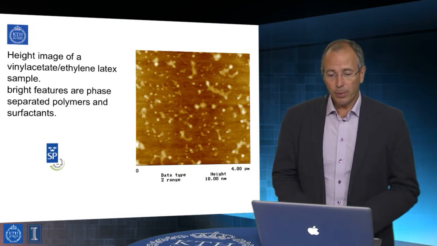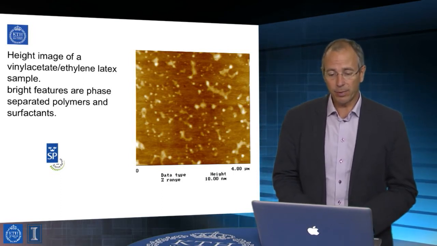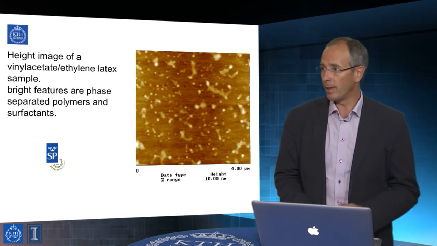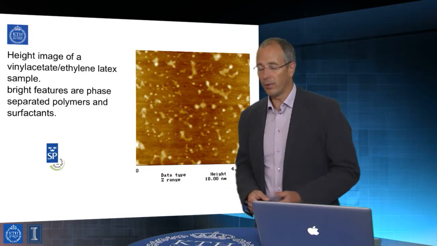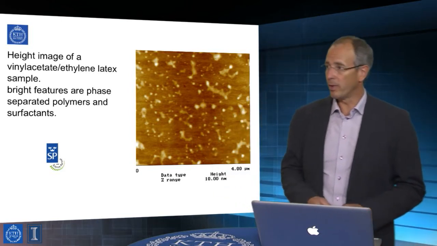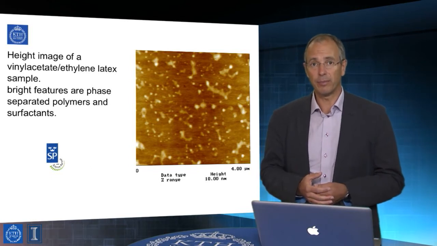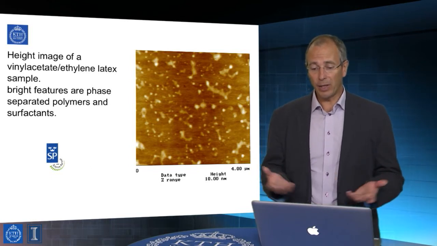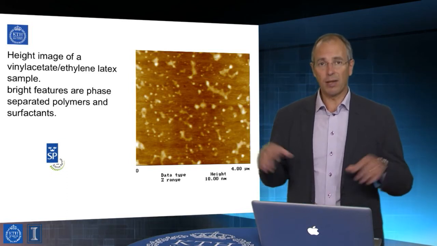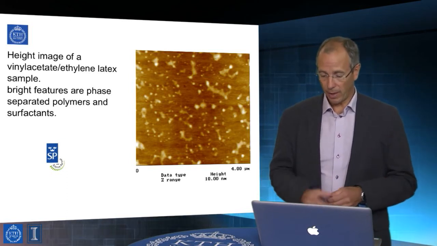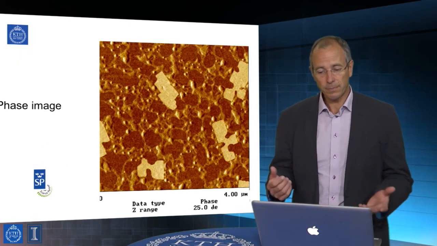So here's another example. Here we have a height image. This is a vinyl acetate ethylene latex sample, and you can see these very bright features here on the surface. They correspond to surfactants, polymers that are just separated on the surface. We can think of this as a paint film, quite simply. And as the paint dries, these materials get left on the surface. So they're sticking out. You can see they're above everything else, so they're quite high. But that's just what we get from the tapping mode.